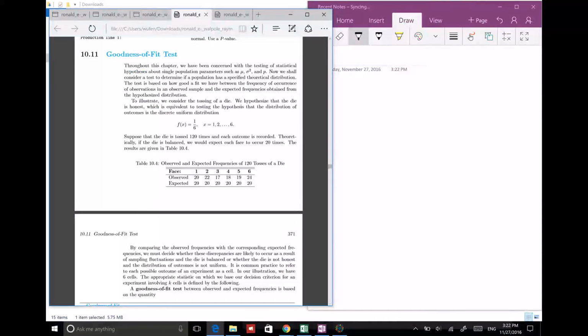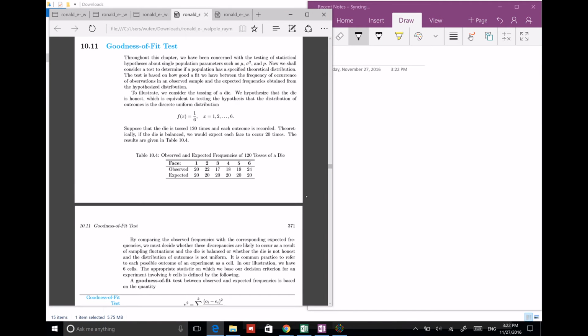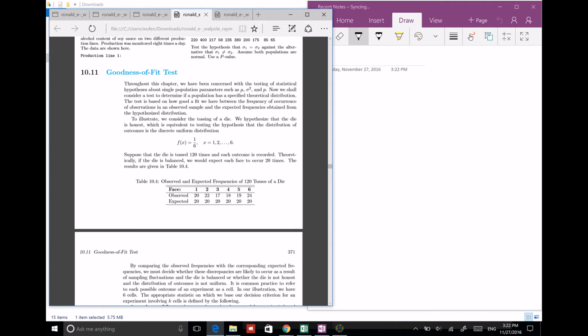10.11 is the goodness-of-fit test. So for goodness-of-fit tests, basically we're going to have observed and expected values. Let's read this one. Throughout this chapter, we have been considering tests of statistical hypotheses for single population parameters, mu, sigma, and p. Now we shall consider a test to determine if a population has a specific theoretical distribution. The test is based on how good a fit we have between the frequency of occurrence of observations in our observed sample and the expected frequency obtained from the hypothesized distribution.